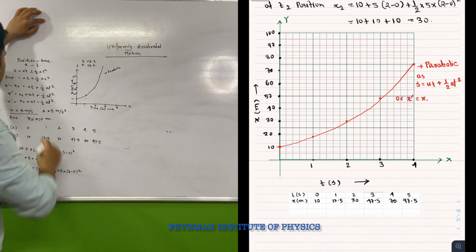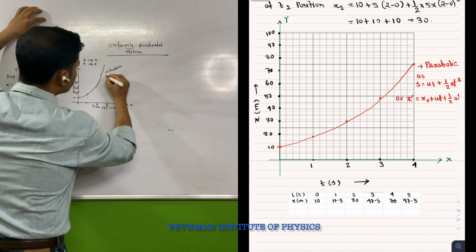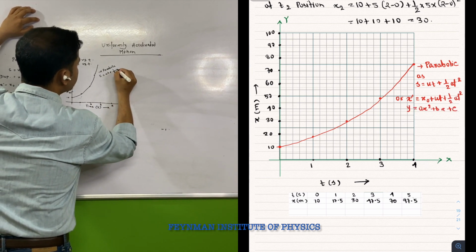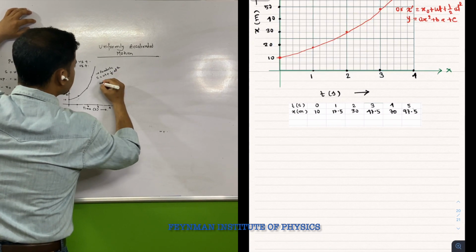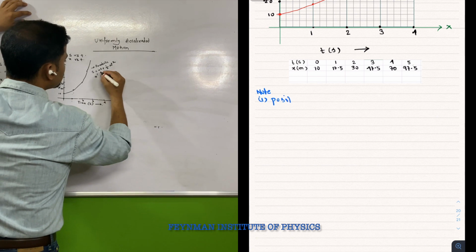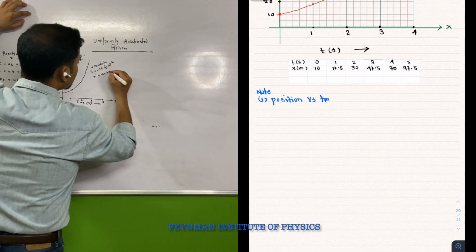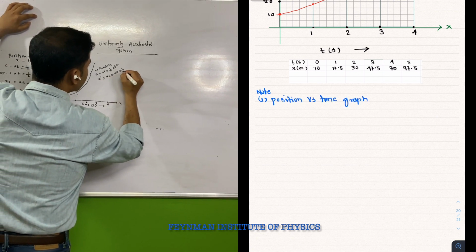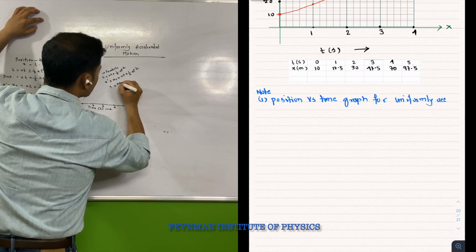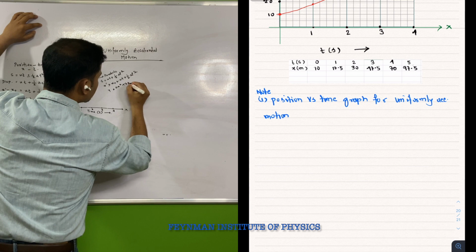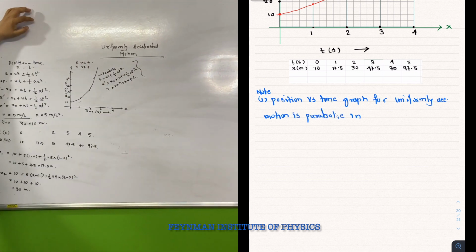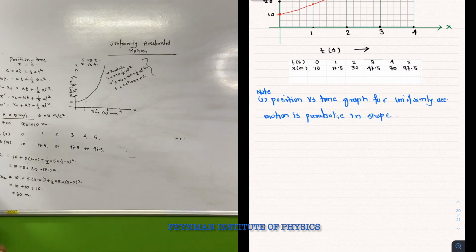And why is it a parabolic graph? Because the equation we are using for finding the coordinate, s is equal to ut plus half at square, you can write in terms of position as x prime is equal to x naught plus ut plus half at square. So it is actually in the form of y is equal to ax square plus bx plus c. You can see, this is the equation of a parabola. That is why you are getting a parabolic kind of graph.